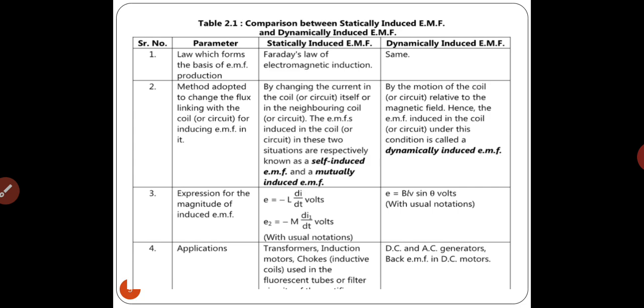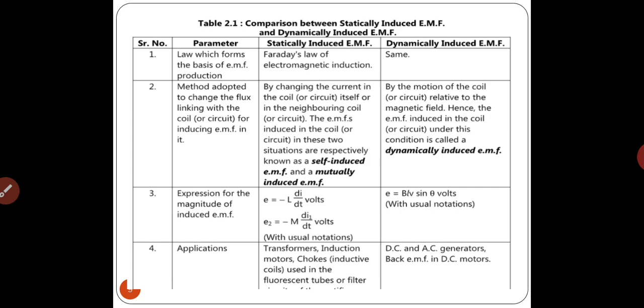Now, we have to compare dynamically induced EMF and statically induced EMF. Parameter: the law which forms the basis of EMF production. It is the same for both: Faraday's law of electromagnetic induction is applicable for statically induced EMF and dynamically induced EMF. The method adopted to change the flux linking with the coil or circuit for inducing EMF in it: in statically induced EMF, we are changing the current and varying the flux linking with the coil or circuit itself, and because of that we have self-induced EMF and mutually induced EMF, which are nothing but statically induced EMFs. But in the case of dynamically induced EMF, because of the motion of the coil, the movement of the coil in an up-down direction or any other direction perpendicular to the magnetic flux, we have the dynamically induced EMF.